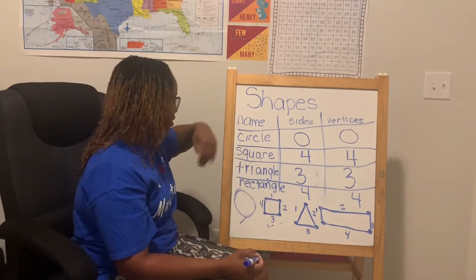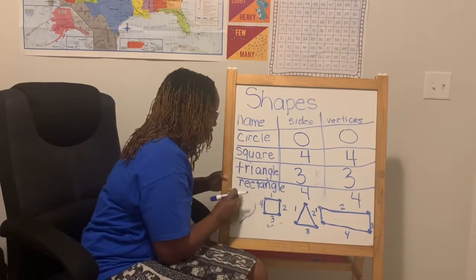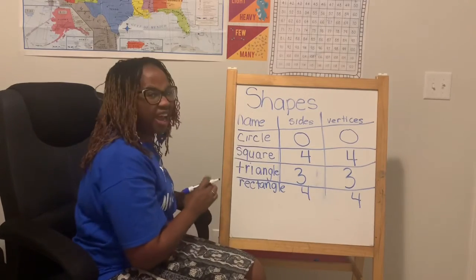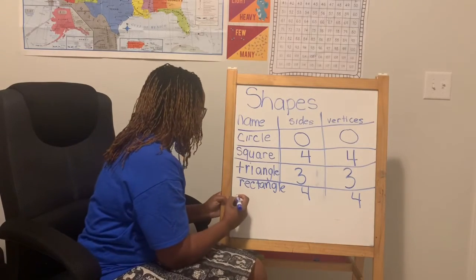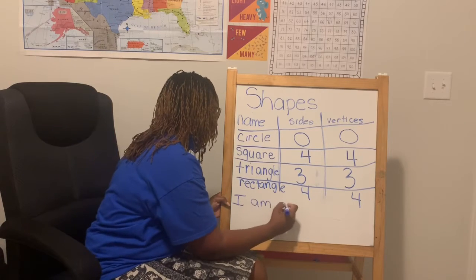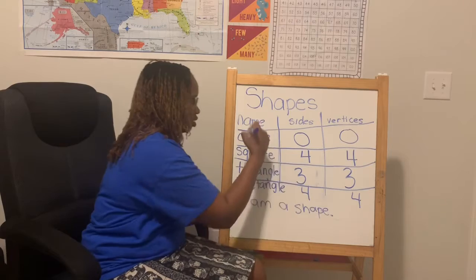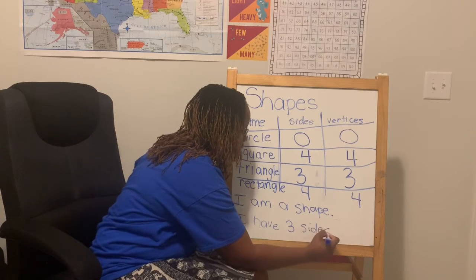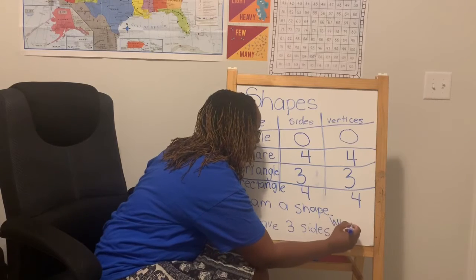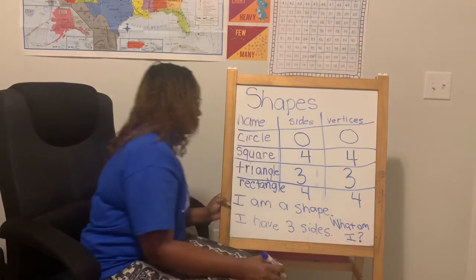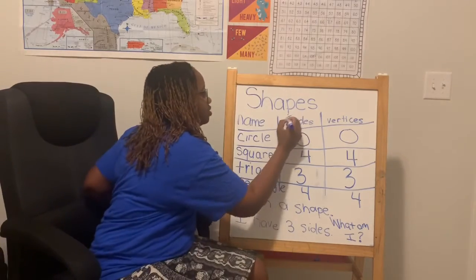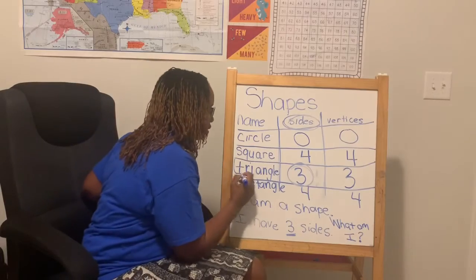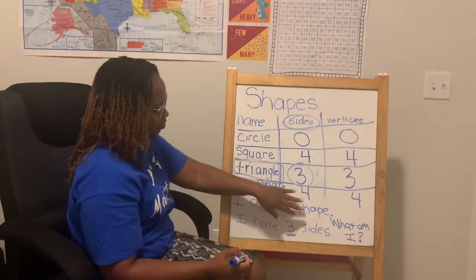Now, what you can do with this is you can use it for riddles, and I'll give an example of one riddle. Sometimes they're going to ask you about the shape without a picture. It may say, I am a shape. You know that part, because these all are shapes. I have 3 sides. What am I? Now we can go to our chart, and we're going to go to sides. It says I have 3, so we go to the number 3, and you'll notice that your shape is a triangle. I am a shape. I have 3 sides. What am I?